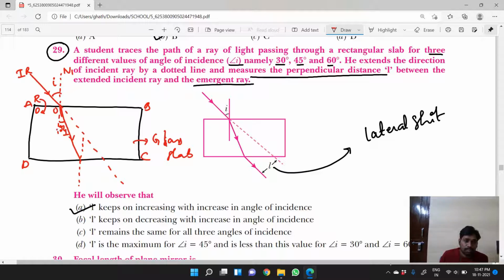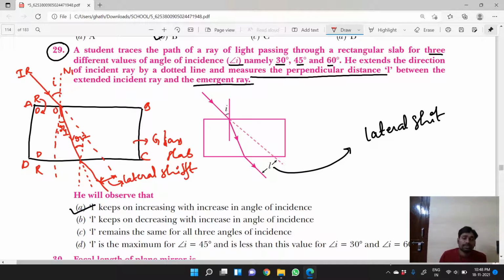both normals are parallel. So angle r1 is equal to r2 here. Actually, the ray of light needs to travel in this path, but it is going from denser to rarer, speed increases and it bends away from the normal. The emerging ray and the actual path of light will be parallel. The gap between them is called the lateral shift.